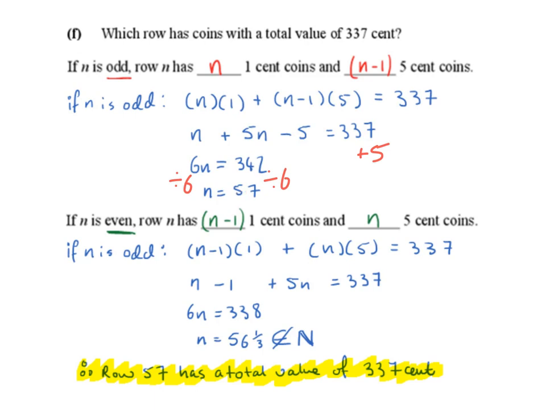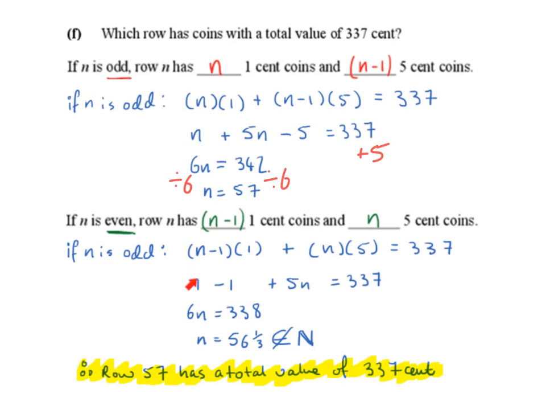Now let's have a look if n was even, so if the row was even. So if n is even, row n has n minus 1 1-cent coins and n 5-cent coins. So again, we worked this statement out earlier on. So we'll have n minus 1 multiplied by 1 plus n multiplied by 5, equal to 337. So we'll multiply out the brackets. N times 1 is n, and minus 1 times 1 is minus 1, and n times 5 is 5n. And again, it's equal to 337.